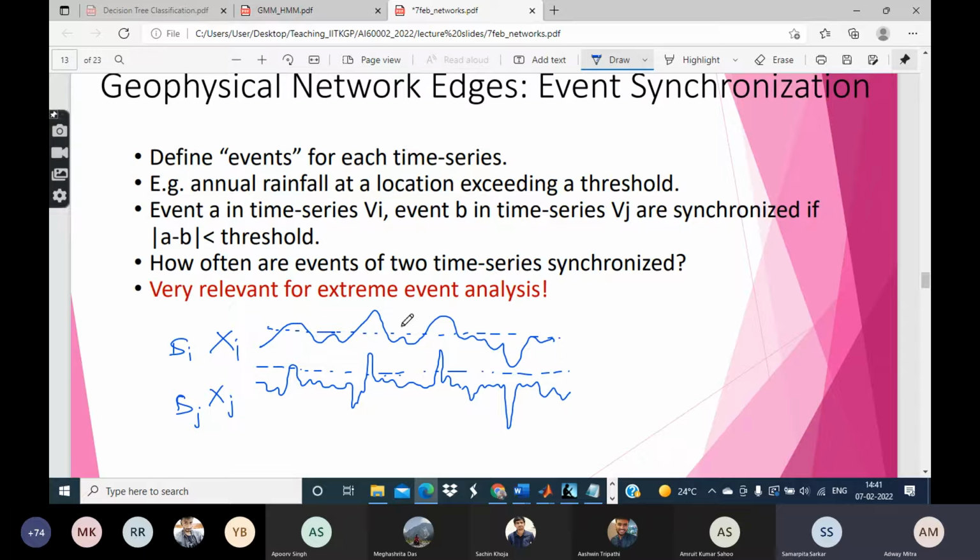And simultaneously, what do I mean by that? Simultaneously means, let's say that on any given time point t, xi crosses the threshold. Let's call the threshold delta. So I will say that the two events are synchronized if this happens. Let me call it delta i. This is delta j.